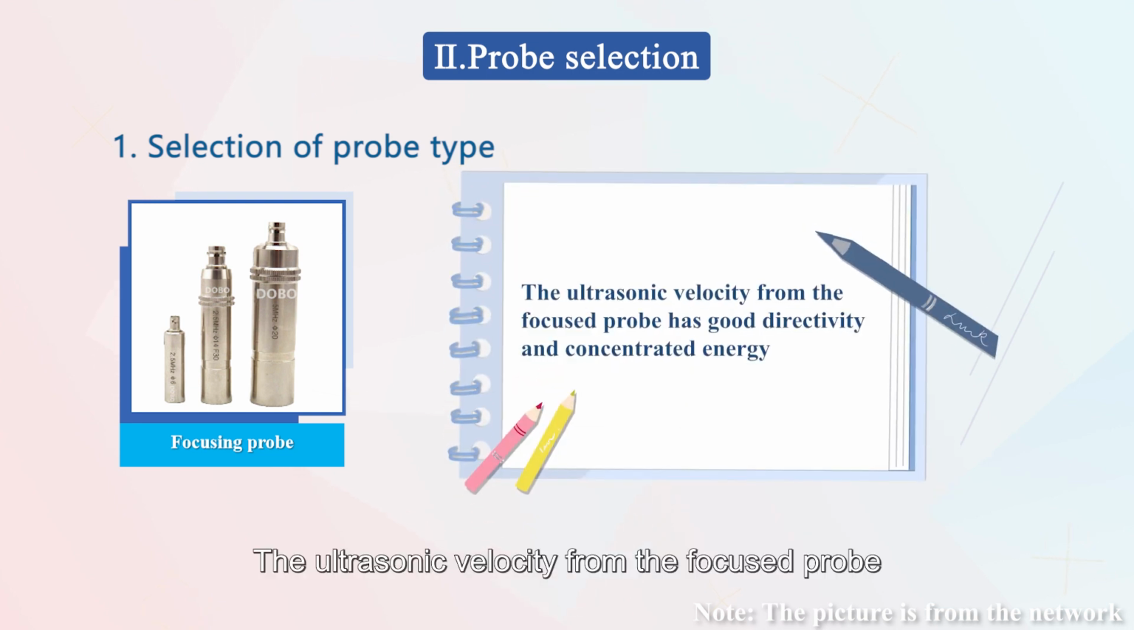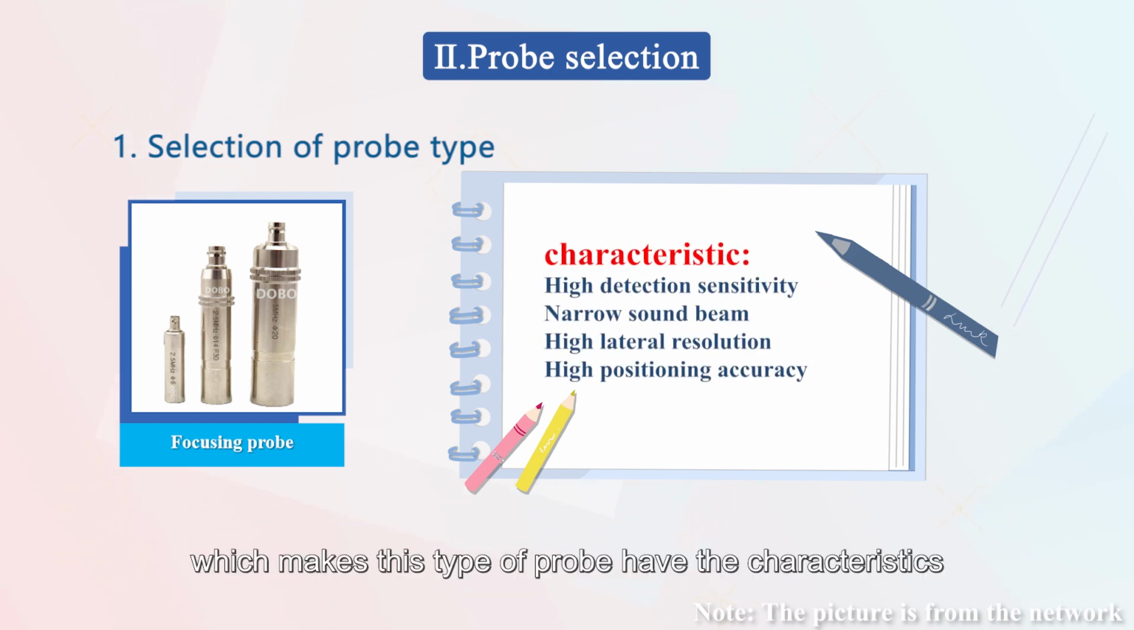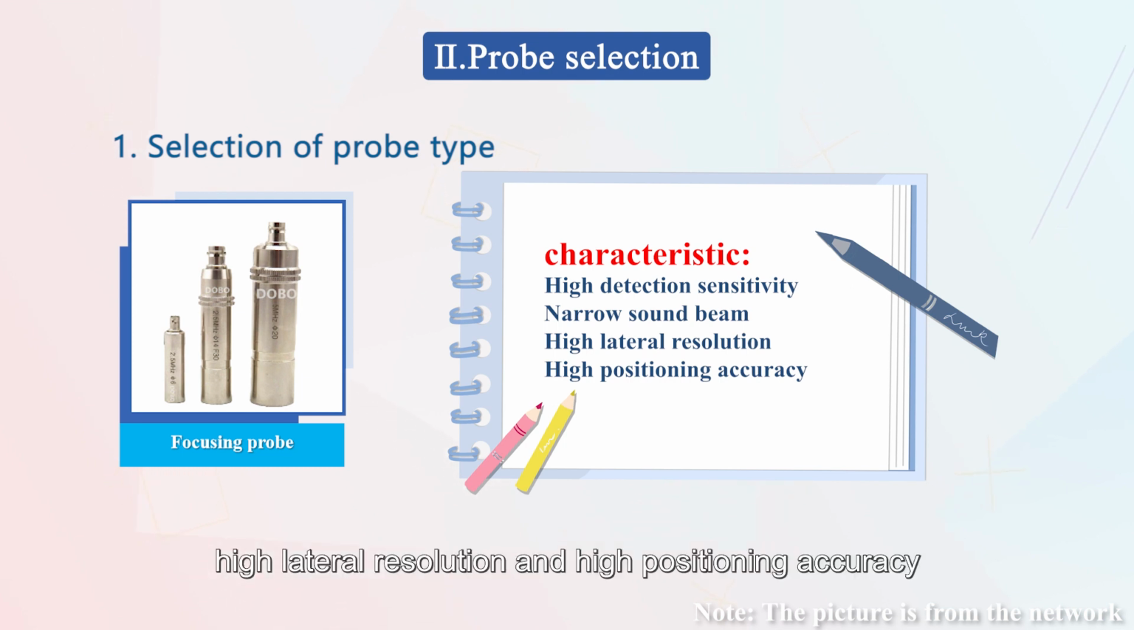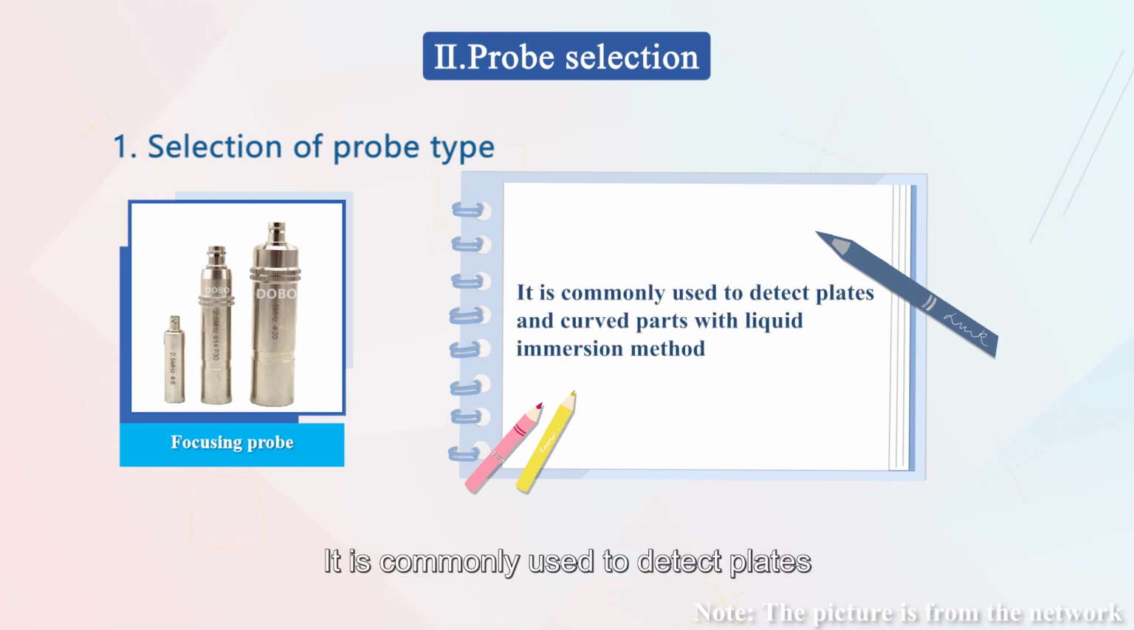The ultrasonic wave from the focusing probe has good directionality and concentrated energy, which gives this type of probe the characteristics of high detection sensitivity, narrow sound beam, high lateral resolution, and high positioning accuracy. It is commonly used to detect plates and curved parts in the operation with the liquid immersion method.